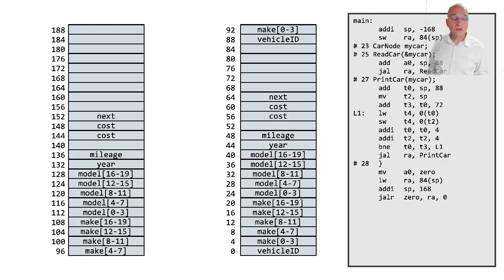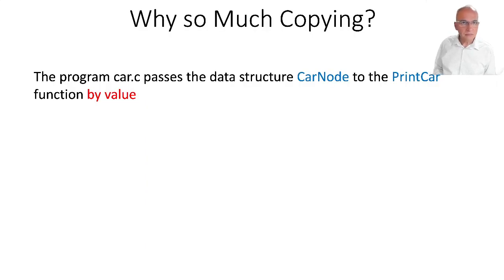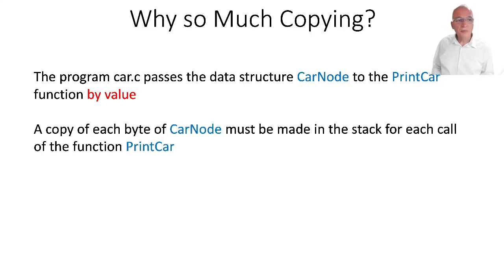And this is exactly what we did, and we did the simulation just so that you can see the number of copies that need to be made. So the program car.c passes the data structure car node to the print car function by value, not by reference. That is why I have so many copies. A copy of each byte of car node must be made in the stack for each call of the function print car.